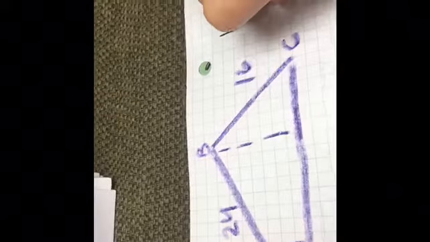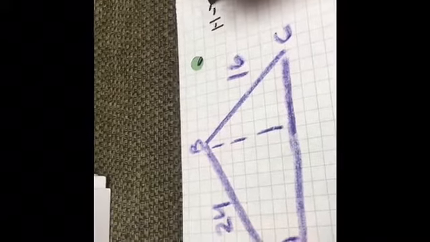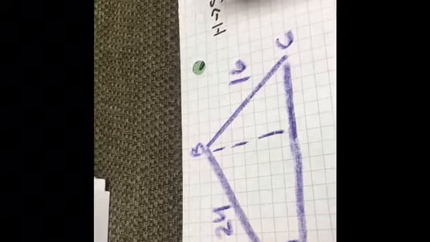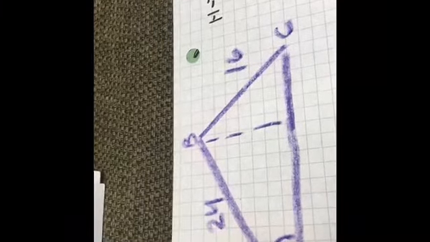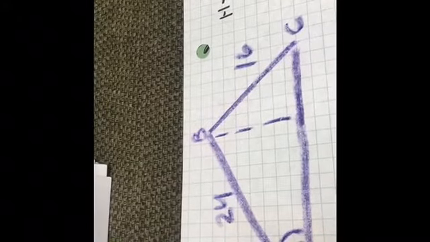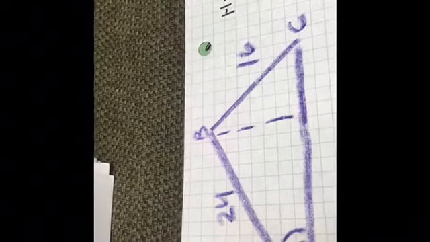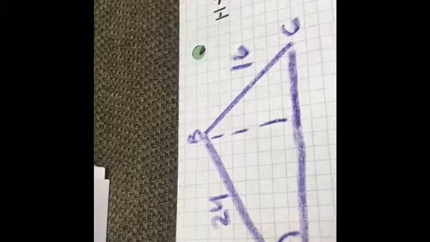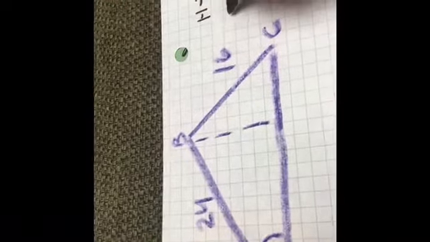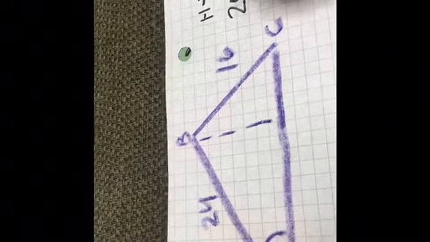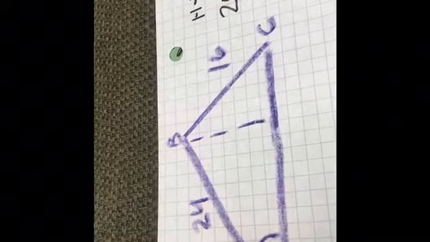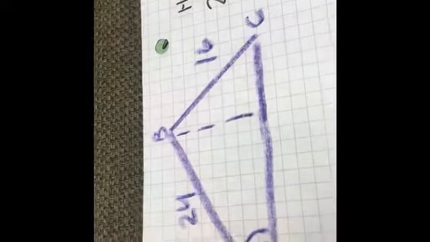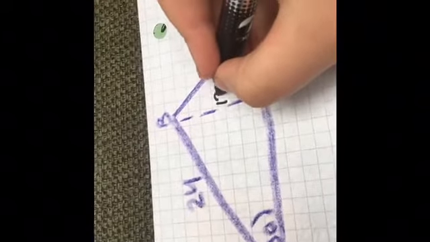How you find out your h is, your h is equal to your sin, which our sin would be 30, equal to your h over 24. So how you would write that is 24 times sin 30, which would equal 12. So that means our height is 12.